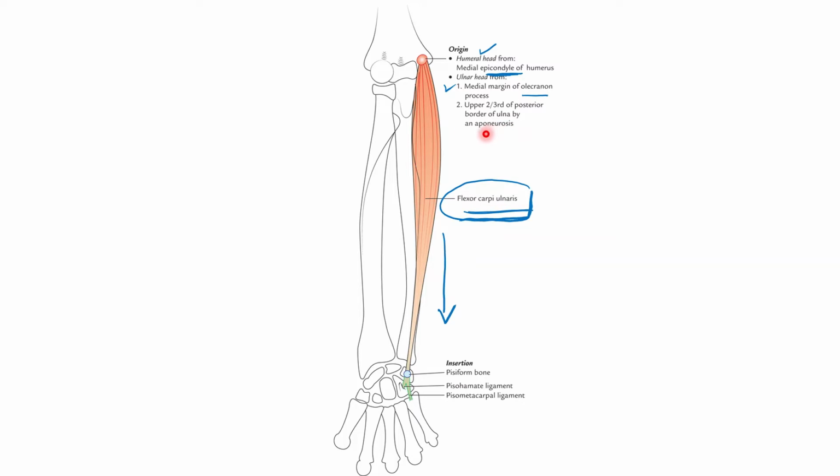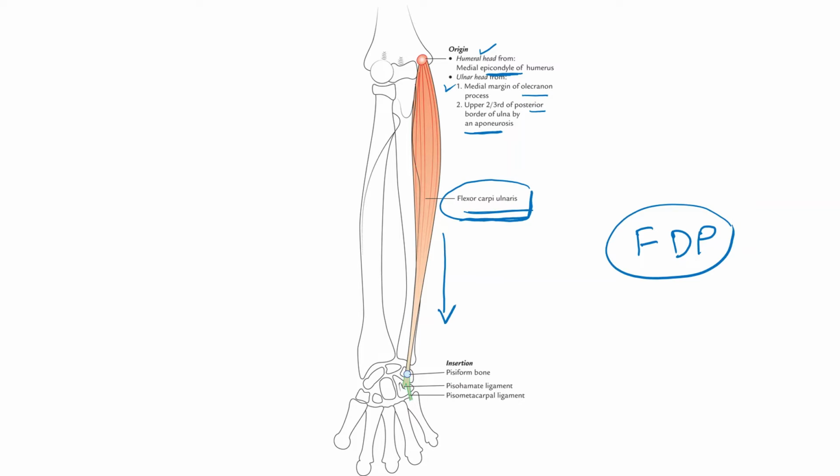This aponeurosis gives attachment to two muscles. Number one is, as we are discussing now, the flexor carpi ulnaris, and the second is the flexor digitorum profundus, which will be discussed later. So these are the two muscles which have the common origin from the common aponeurosis which is attached over the posterior border of the ulna. So this is about the origin of the flexor carpi ulnaris.